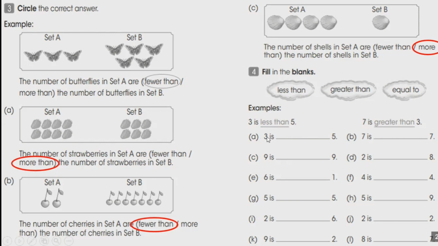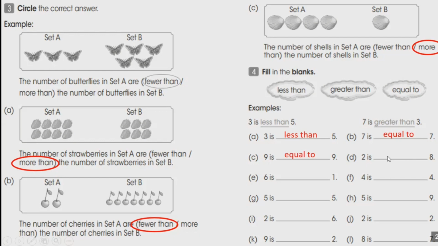Now letter A, 3 is blank than 5. Less than, greater than, or equal to. 3 is less than. Letter B, 7 and 7, the same number, equal to. Number 9, same number, equal to. Letter D, not the same.